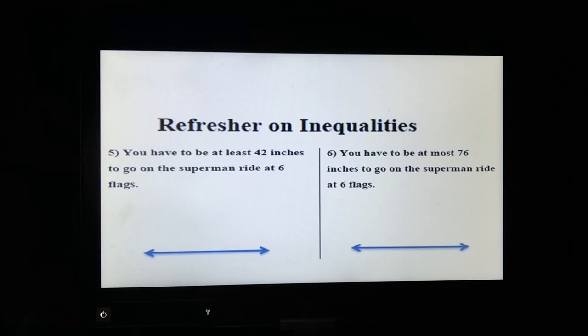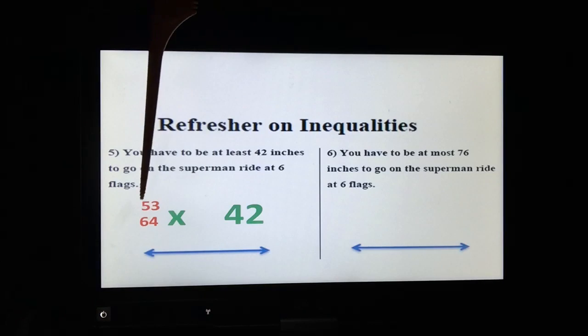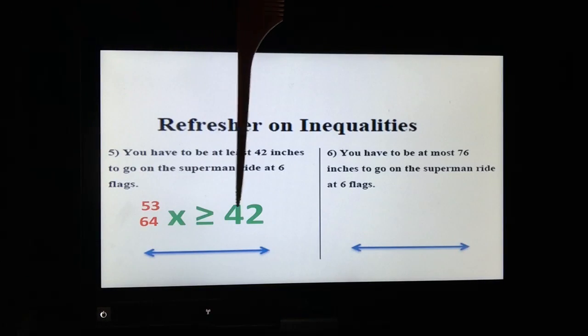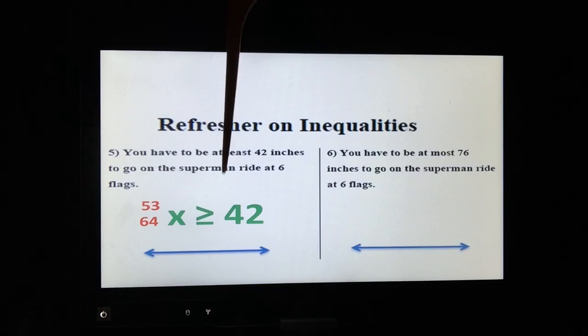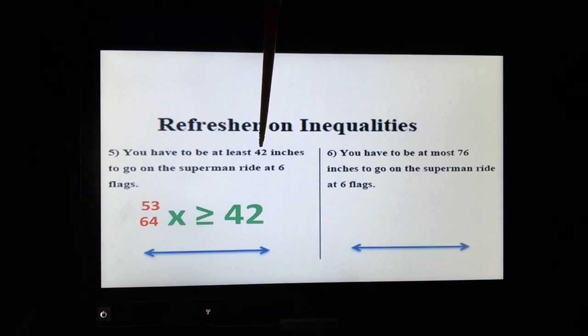Go ahead and do that right now. All right, guys, so for number 5 and number 6, what we have here is we have inequalities. For number 5, it says you have to be at least 42 inches to go on the Superman ride at Six Flags. Okay, so we know we're comparing x to 42. Now, since it says you have to be at least 42, that means you have to be more than that. Meaning, if you were 53 inches, you'd be good. If you were 64 inches, you'd be good. So the inequality that I would put here that would work, so 64 is greater than or equal to 42. Now, the reason it's or equal to, because it's okay if you're 42 inches and you can go on the ride. So that's going to be a closed circle.